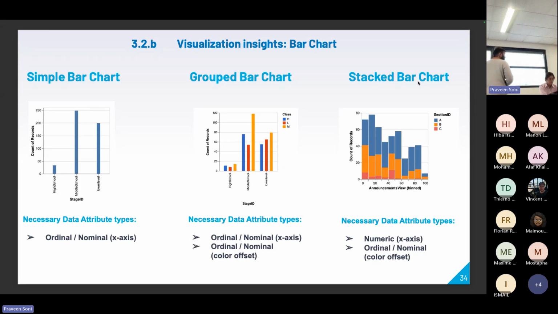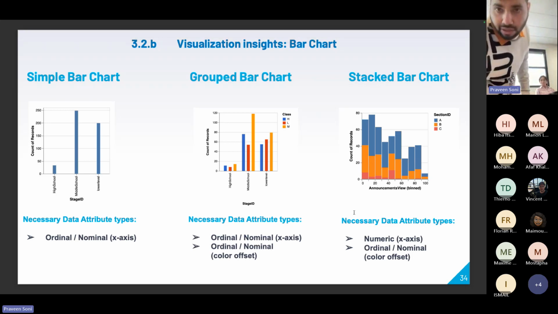So the bar chart is clear, especially the data attributes and types, visual attributes and types. I hope now you guys can create a bar chart easily. Any questions about the bar chart? Because histogram and bar chart are two very important ones, especially the simple bar chart and histogram. I hope the difference is clear for you guys.